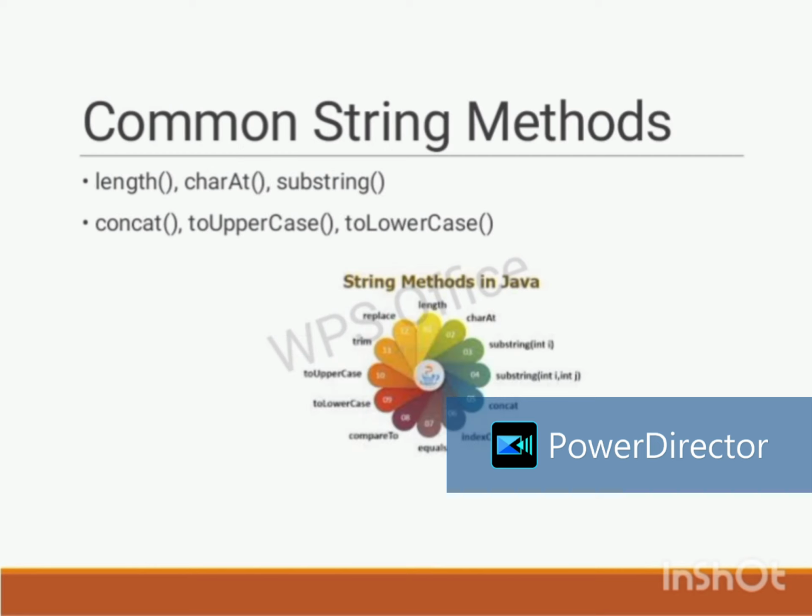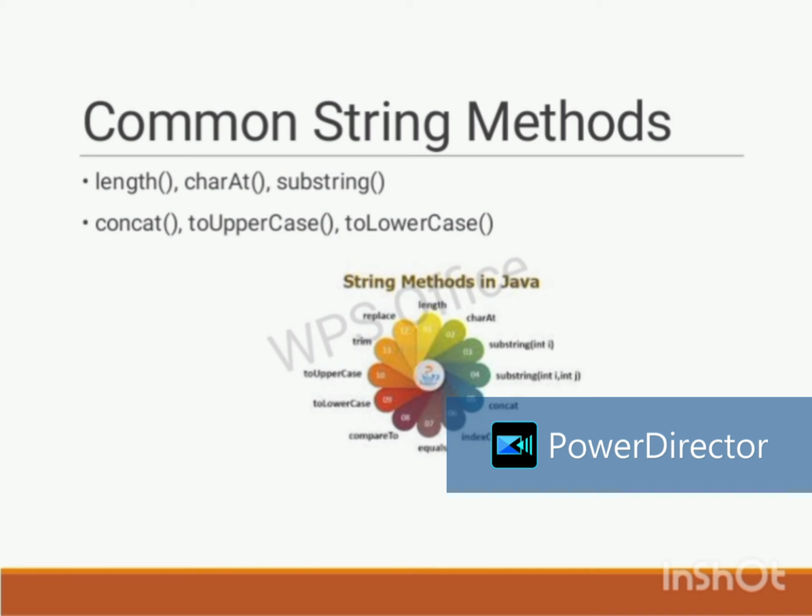Common string methods. Java's String class comes with a wide range of built-in methods that make working with text much easier. Some of the most frequently used methods include: length, which returns the number of characters in the string. charAt returns the character at the specified index. substring extracts a portion of the string between two indices. concat joins two strings into one. toUpperCase and toLowerCase change the case of characters.